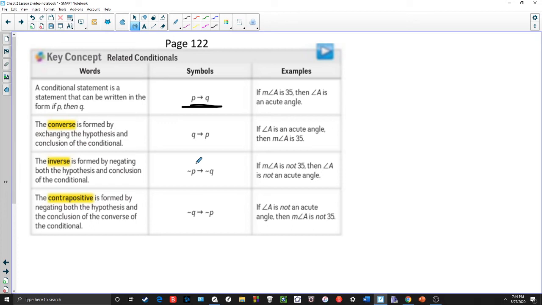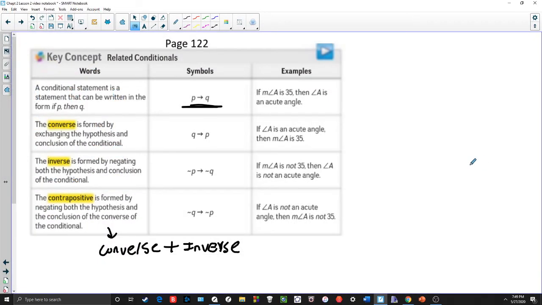And the contrapositive is both. So think of the contrapositive as the converse plus the inverse. You flip them and you negate them. So this would be: if A is not acute, then A is not 35. So I swapped my hypothesis and conclusion, and I negated them in my statement. Now, these do not all follow the same pattern.